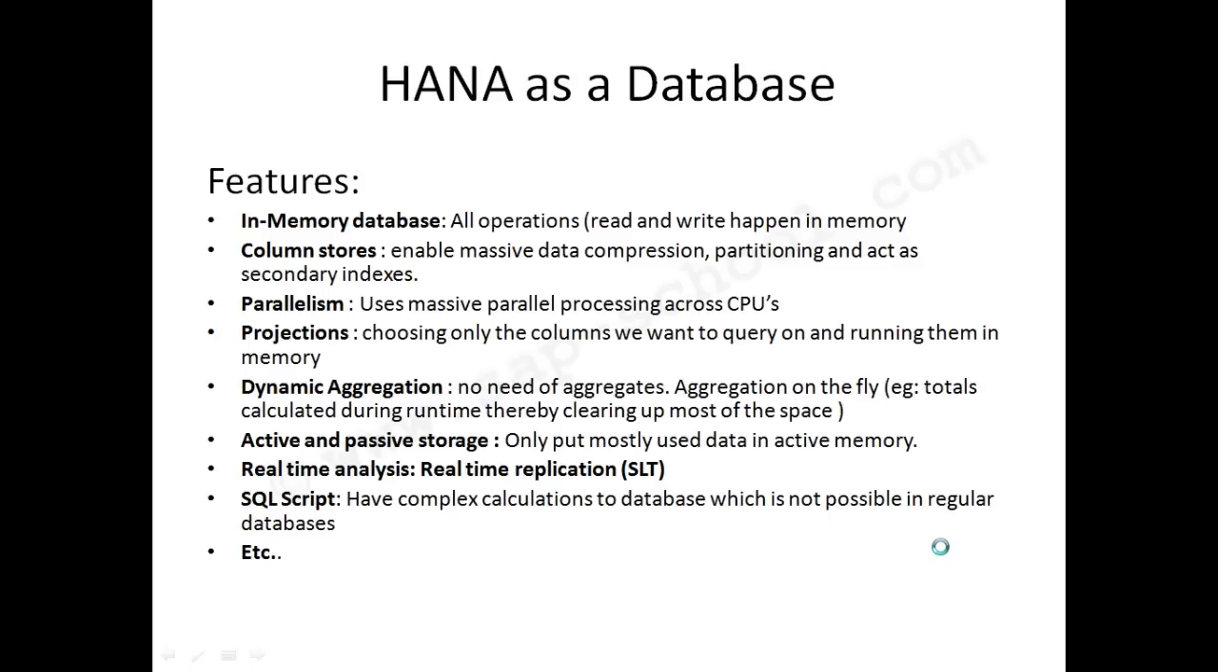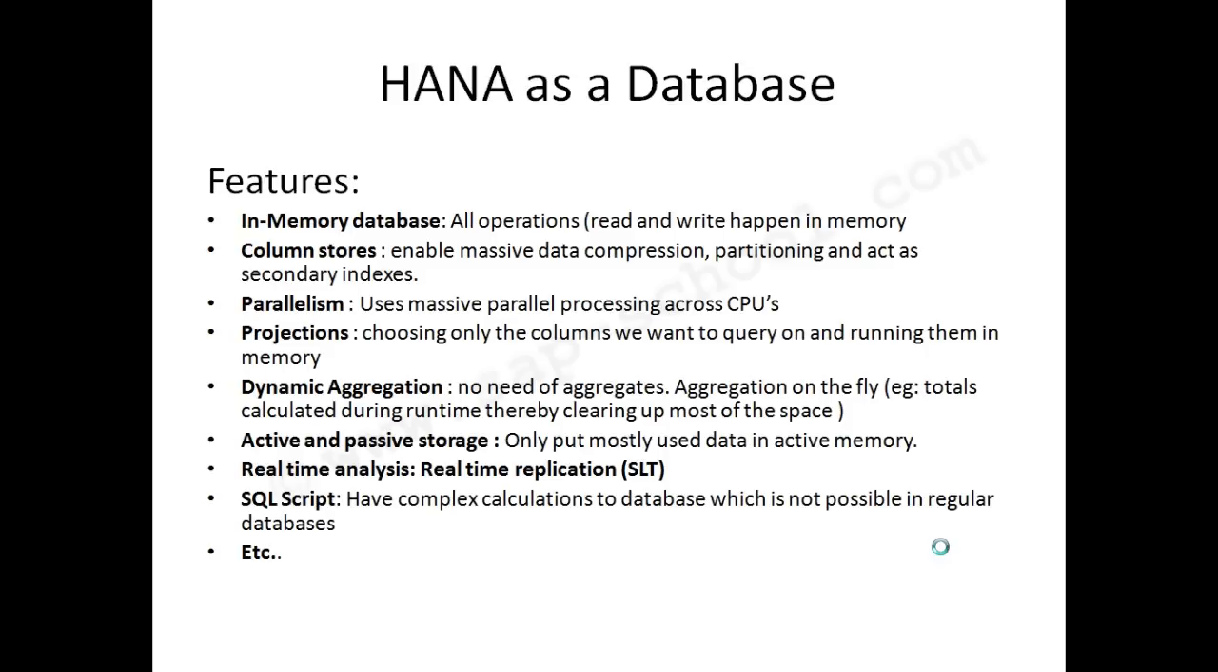Then comes the dynamic aggregation, which means that we don't have to have any aggregates on them. So what does it really mean? So in BW and other applications, we have to compute the totals and store them in aggregates. So you have to spend a lot of time filling those aggregates, and a lot of space to store the data in aggregates. So we don't have to do all that in HANA because you can do dynamic aggregation, so you can do totals on the fly because of the high performance of this HANA database. So that's what it means by dynamic aggregation.